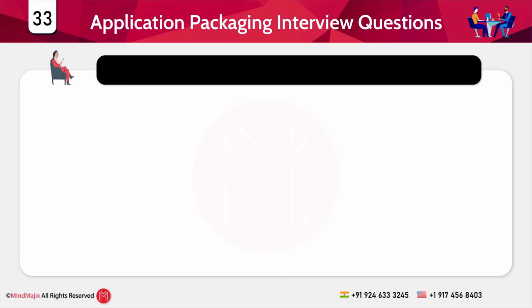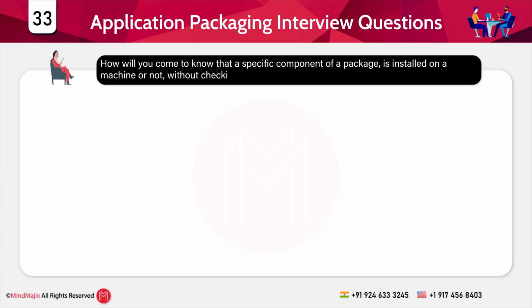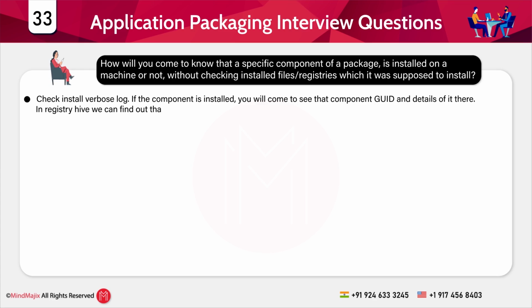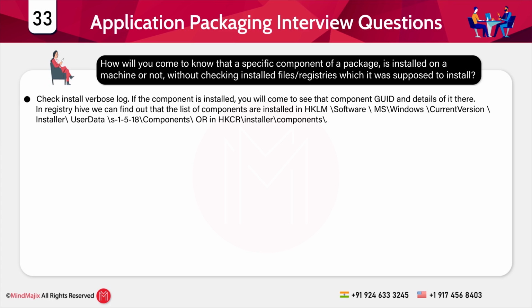Question number 33. How will you come to know that a specific component of a package is installed on a machine or not without checking the installed files or registry which it was supposed to install? The simple thing is to check the install verbose log. When we are creating an MSI application with the help of /L*V, which is verbose logging, we create log files in whatever folder we want. With the help of that verbose log, we will open it and see if the component is installed.